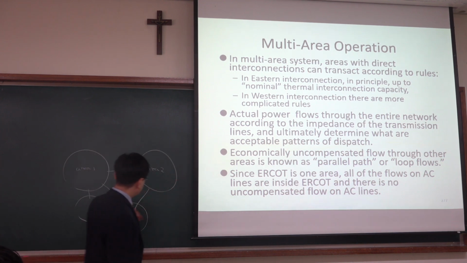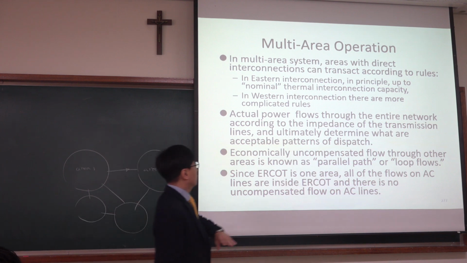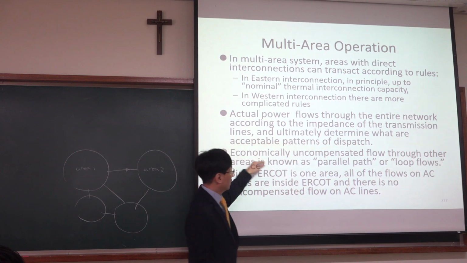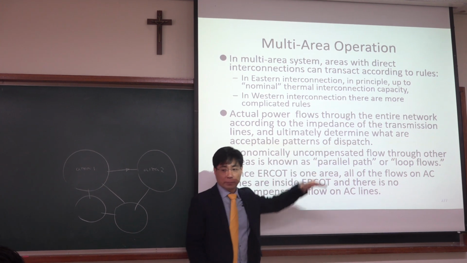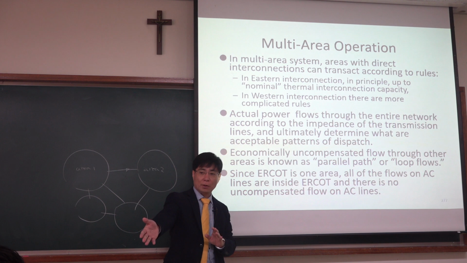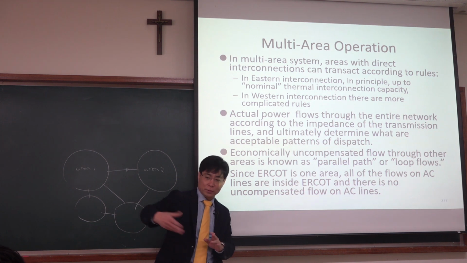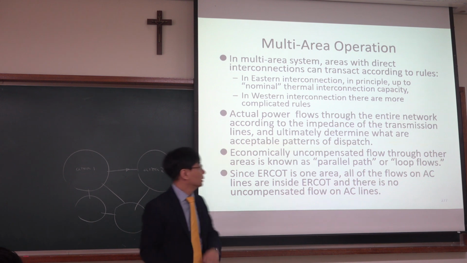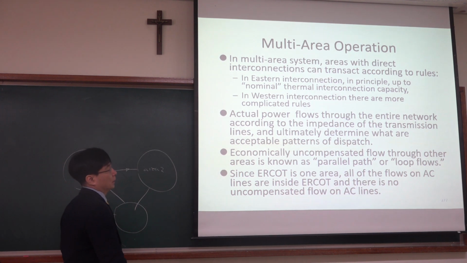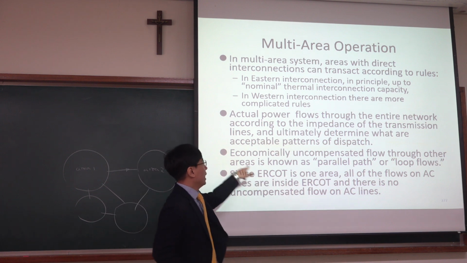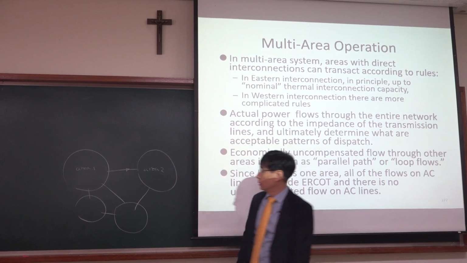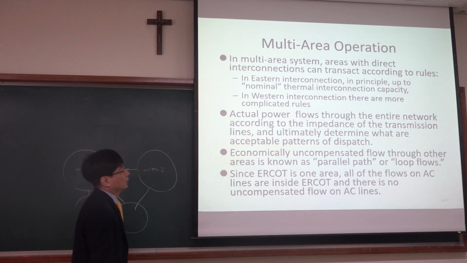But sometimes power flow comes from physical law, so there are economically uncompensated flows, because I didn't agree to buy power from you, but power just comes from you to me. Okay, so I don't need to pay that. Right, so that is economically uncompensated flow through other areas. That is called parallel path or loop flows. In the next slide, you saw the example of loop flows.